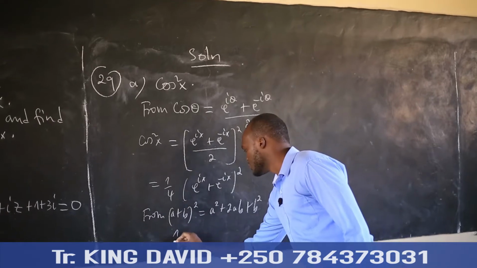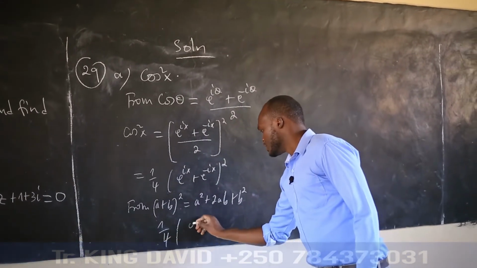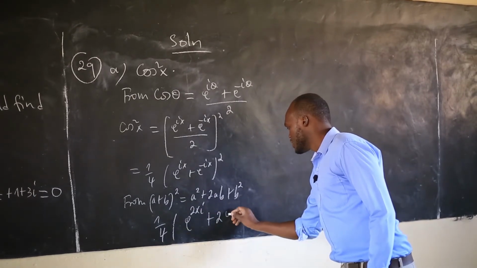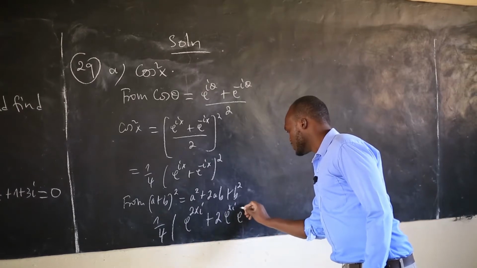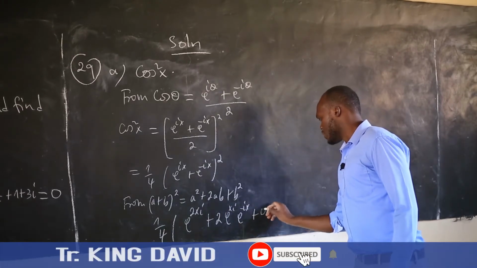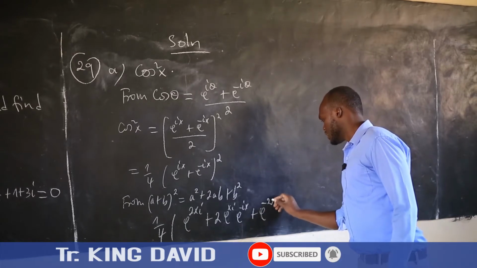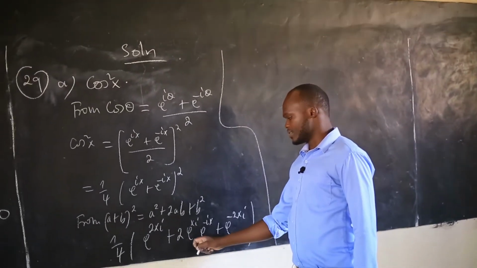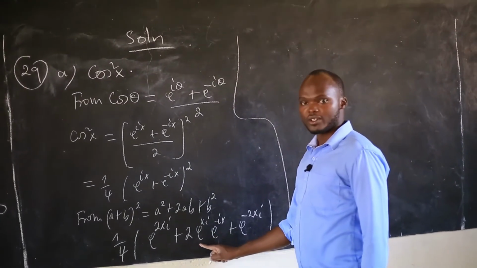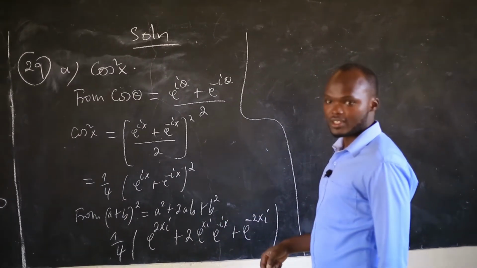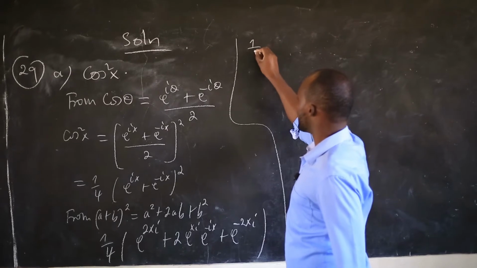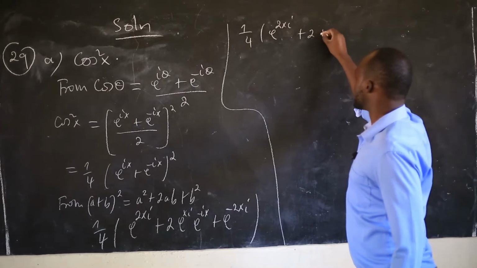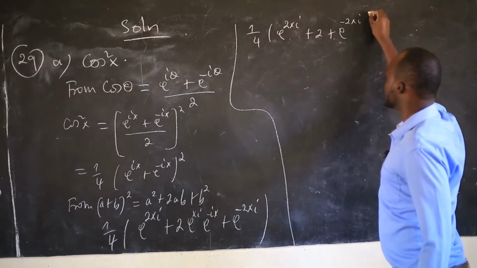So it will be 1 over 4 into bracket e power 2xi plus 2 e power ix times e power negative ix, then plus e power negative 2xi. So finally, you see, because we're multiplying exponentials that have the same base, when you add powers, you get 0. E power 0 is 1. So the answer is 1 over 4 into bracket e power 2xi plus 2 plus e power negative 2xi.